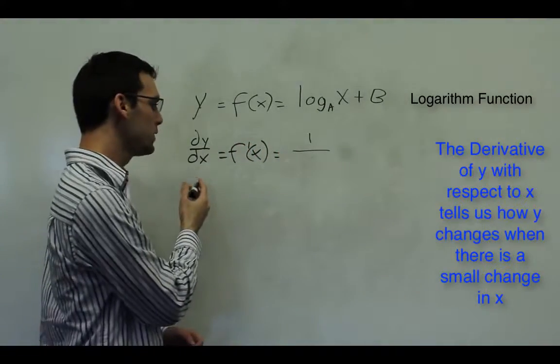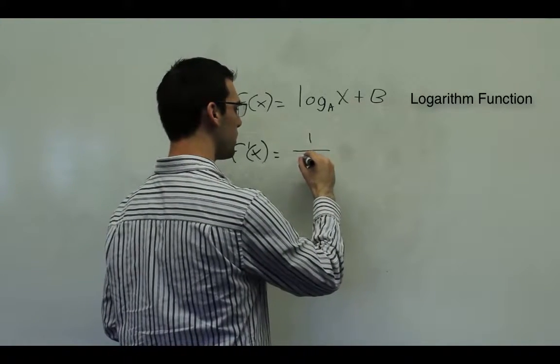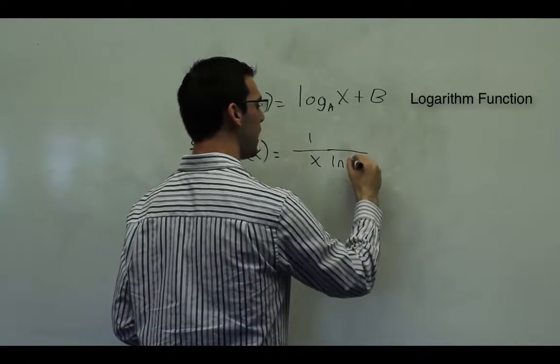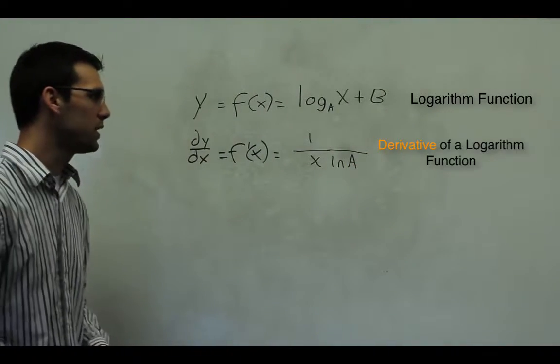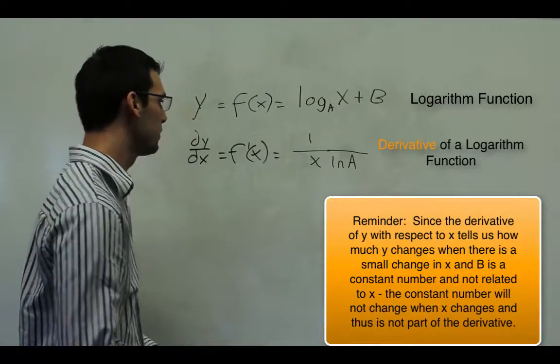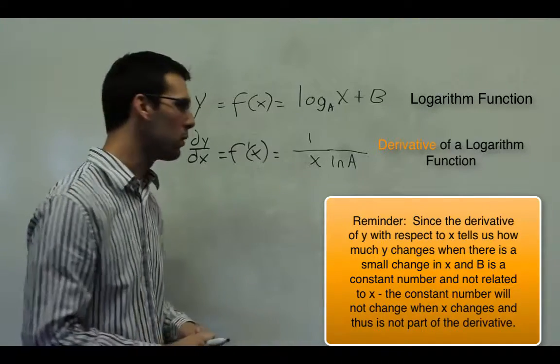Then we have dy over dx equals f prime of x equals 1 over x times the natural log of a. And once again, the b, which is the constant term at the end, just drops off, which is usually the case, and that's also sort of review from the power rule, right?